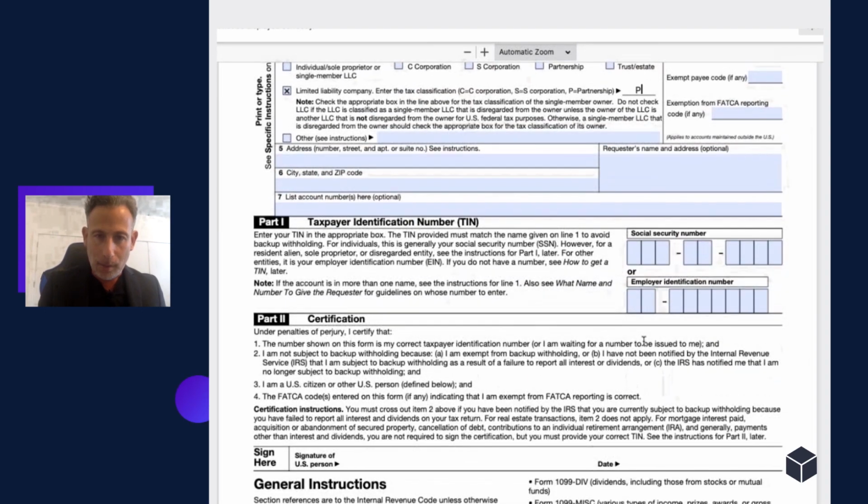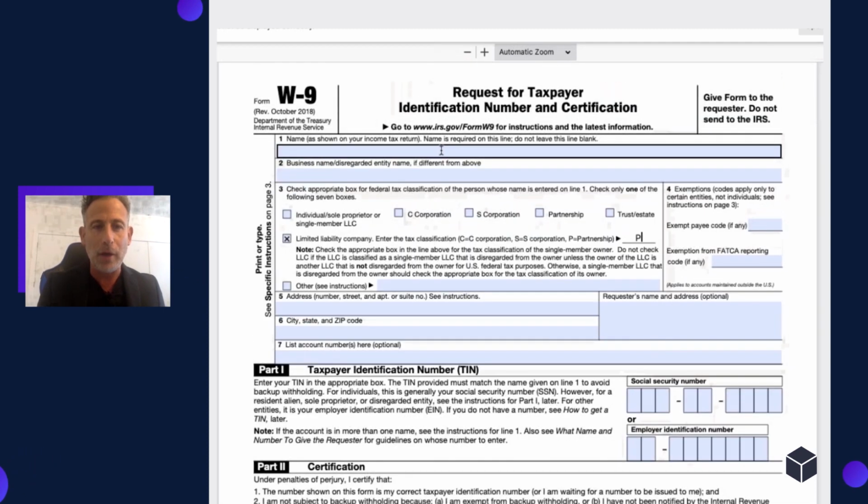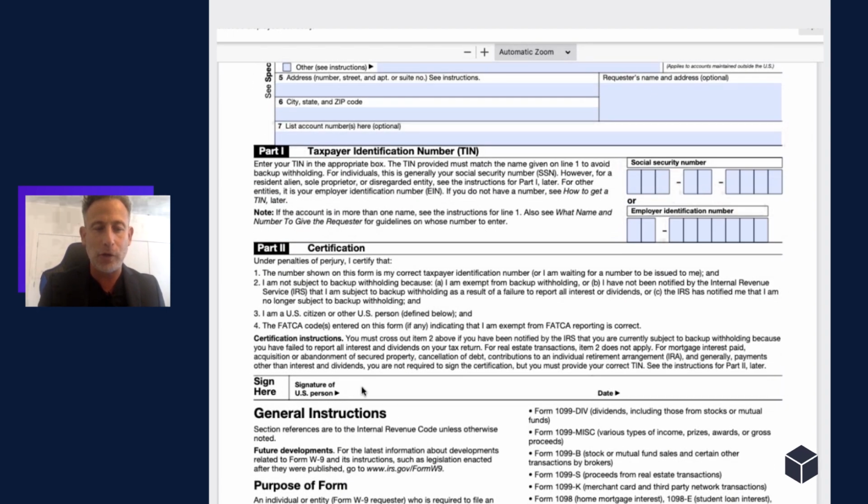Why? A multiple member LLC is treated as a partnership for tax purposes, not a disregarded entity. So it's not necessary to put the beneficial owner of the LLC, i.e. the partner, in line 1. You would only do that in the case of a single member LLC or disregarded entity. And then you would sign it as the manager of the LLC.